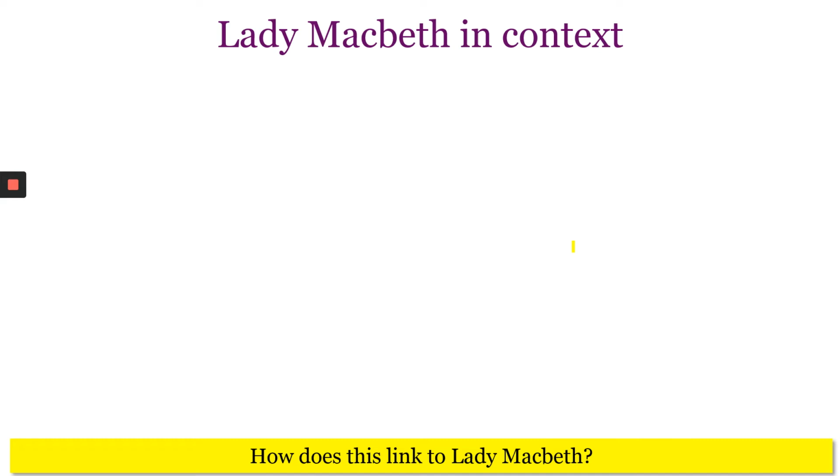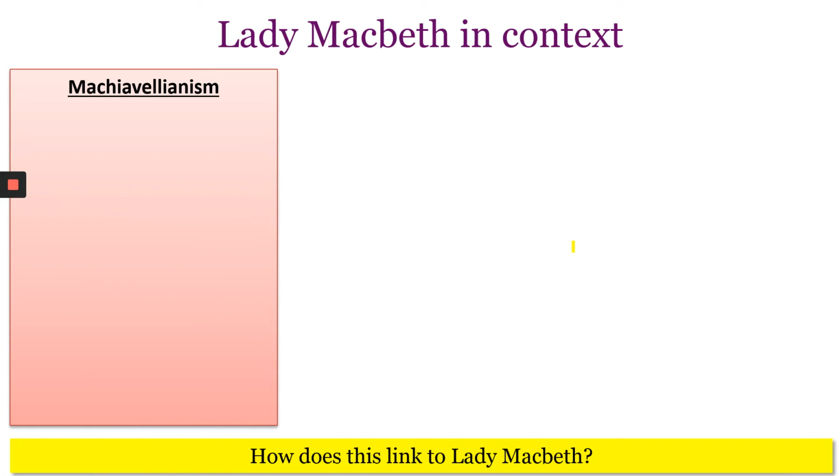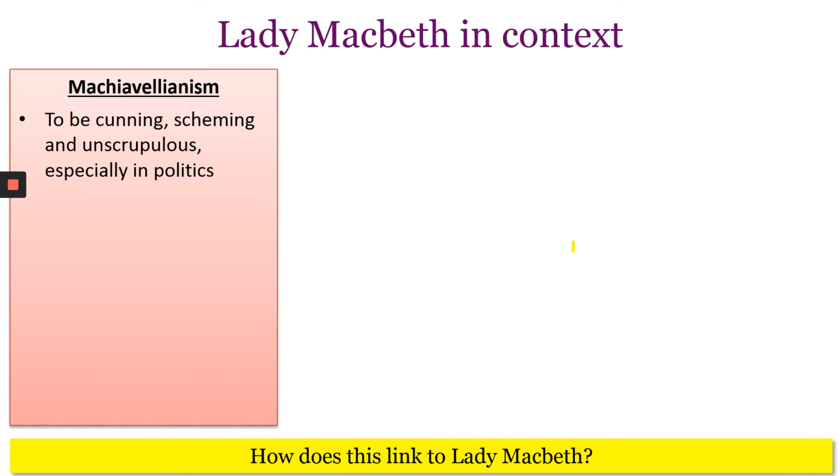So, Machiavellianism. Machiavelli, Niccolò Machiavelli, was an Italian writer and thinker. He was shocking people in Shakespeare's time by writing in favour of the ruthless action that is required to gain and protect power. To be Machiavellian today means to be cunning, scheming, and unscrupulous, especially in politics. Machiavelli believed in the ruthless pursuit of power. He believes that the ends effectively justify the means, that we should be prepared to do great and evil deeds in order to get what we want.